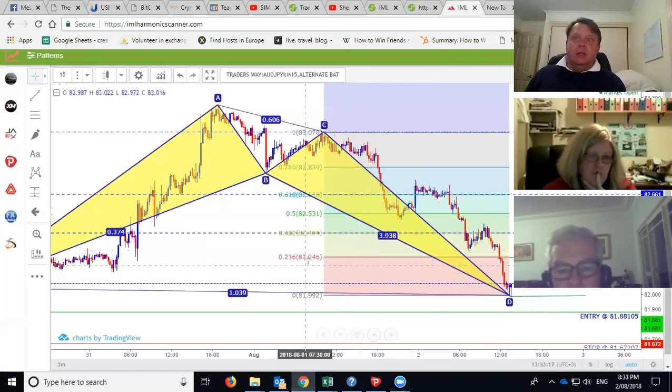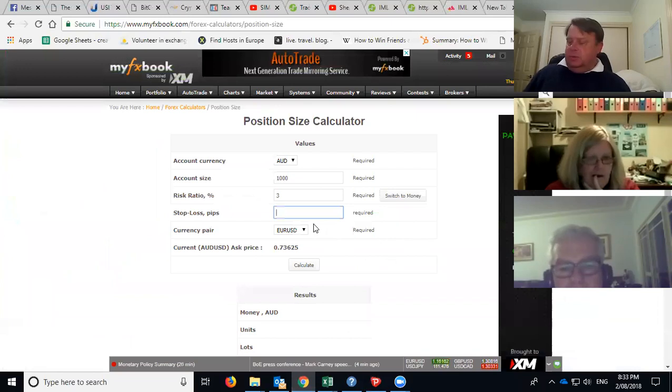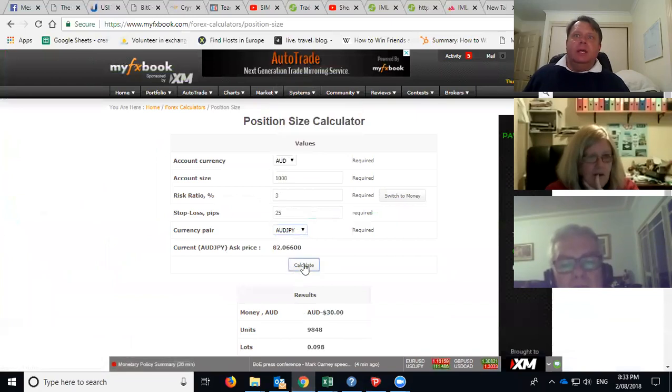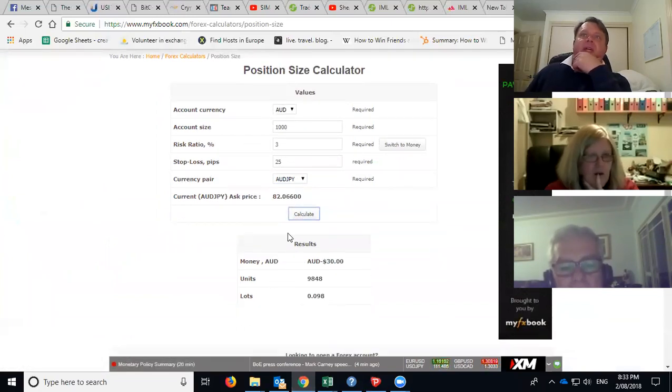Basically, 82.25 minus 81.00 is 25 pips. So I'll put in that I'm 25 pips at risk. The currency we're doing is the AUDJPY. I hit calculate. So out of my account, I'm risking $30, and it says that I should put on a trade at 0.098 lot size. That's my volume size, so let's just round that up to 0.1.